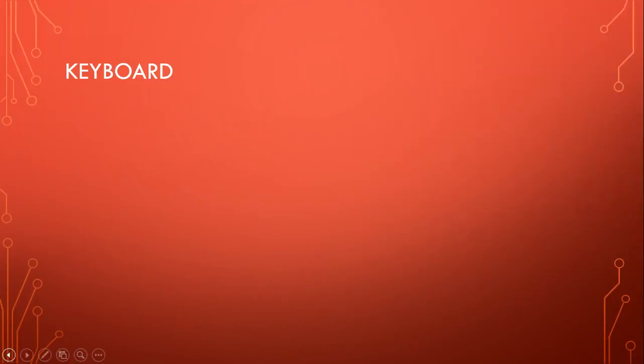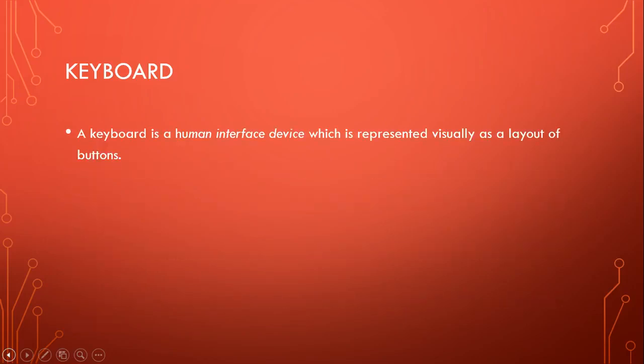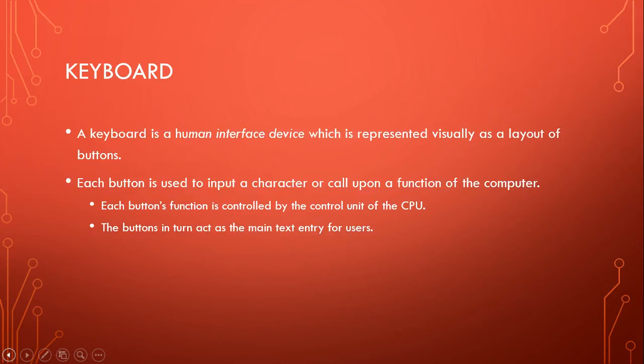So let's look at the first input device here, a keyboard. Now, a keyboard is a human interface device, which is represented visually as a layout of buttons. Look at your keyboard right now. You can agree, I think, with that definition that it is a layout of buttons. Those buttons, of course, have different labels, but it is still a keyboard. Each button is used to input a character or call upon a function of the computer.